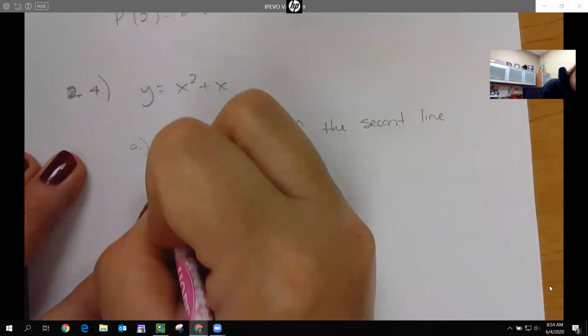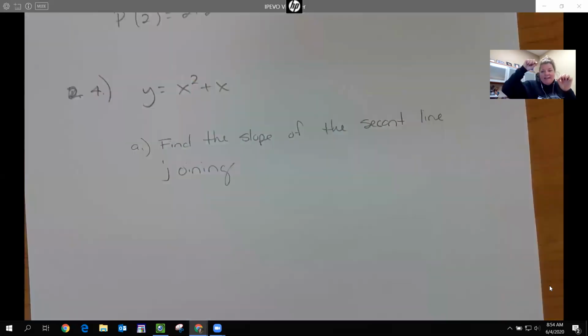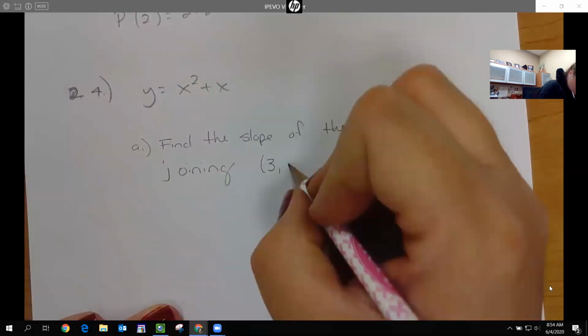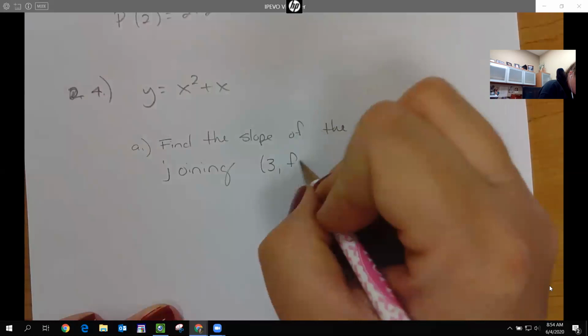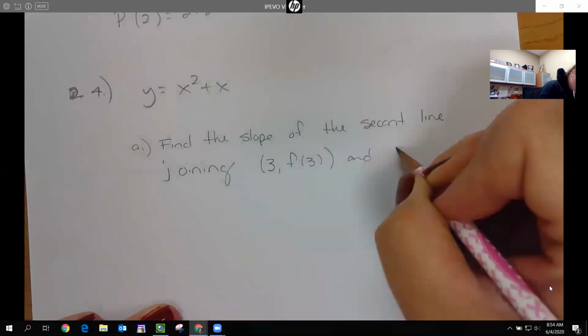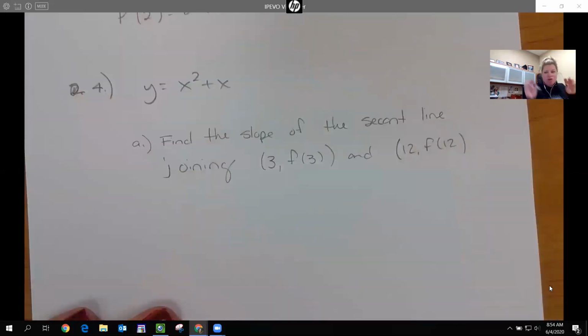joining. So a secant line goes through a circle. It touches in 2 spots. Joining 3, f of 3, and 12, f of 12. Okay. So here's our 2 points. What's the slope of the secant line through those 2 points?